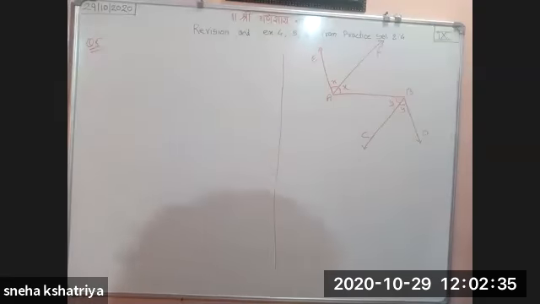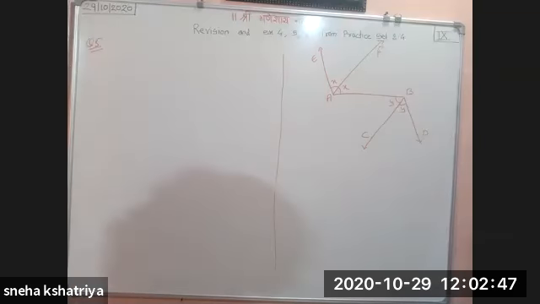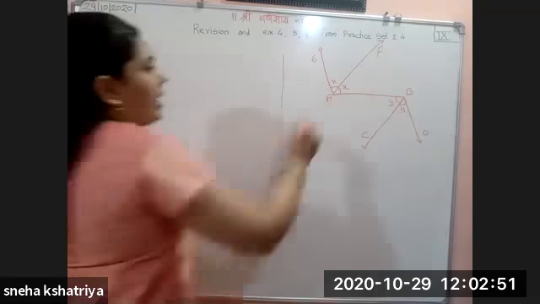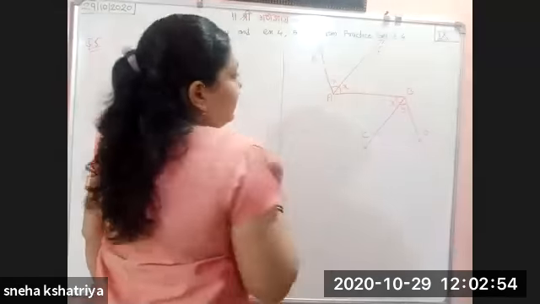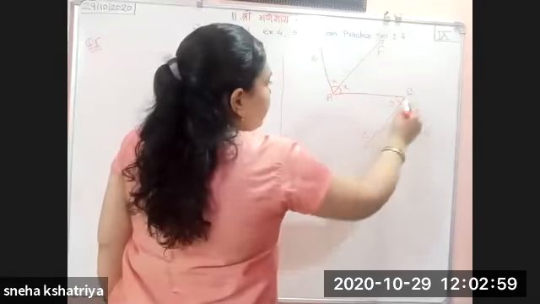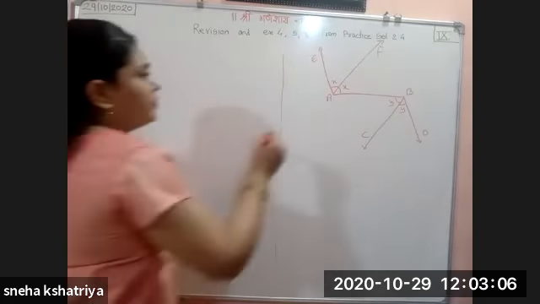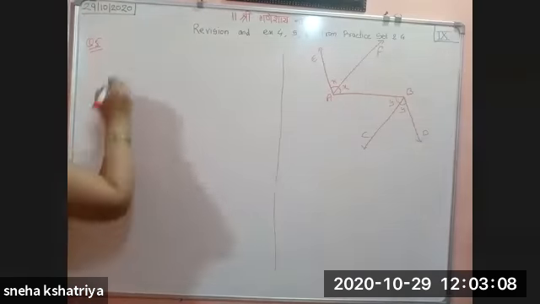Ray AE is parallel to BD. The question is given that ray AE is parallel to ray BD. Ray AF is the bisector of angle EAB, and ray BC is the angle bisector of angle ABD. Prove that AF is parallel to BC.